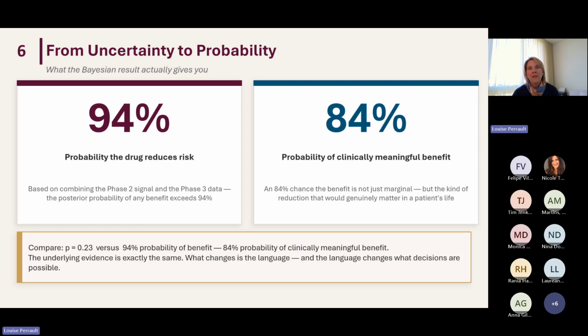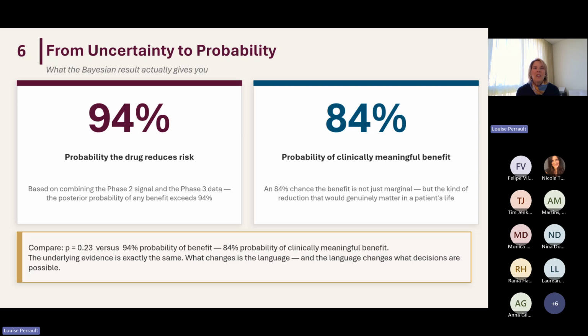Now compare that to p-value equals 0.23, not statistically significant. Which of those is easier to work with in a meeting with a payer, in a conversation with a regulator, in a dossier when you need to make the case for a drug in a disease with 30 patients in the world? The underlying evidence is exactly the same. What changes is the language, and the language changes maybe what decisions are possible.